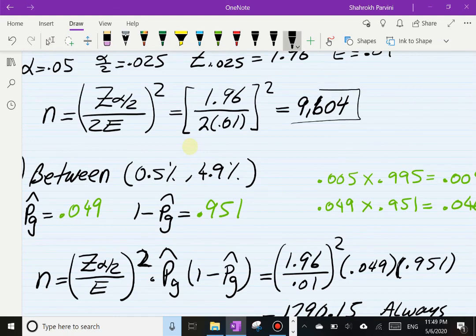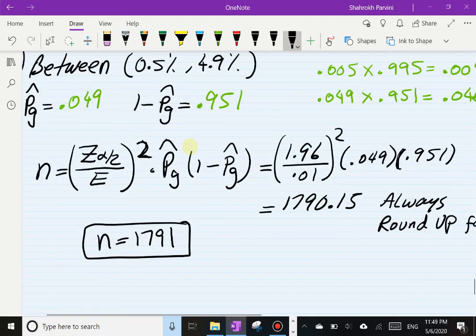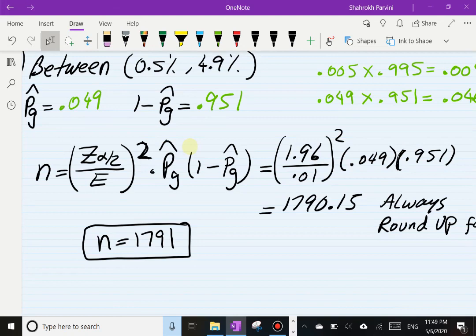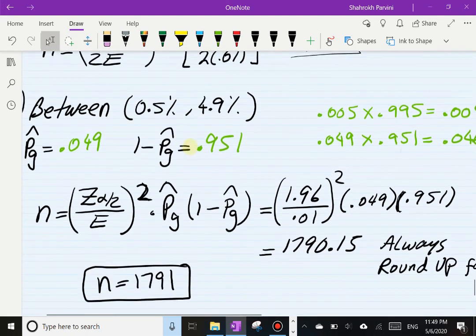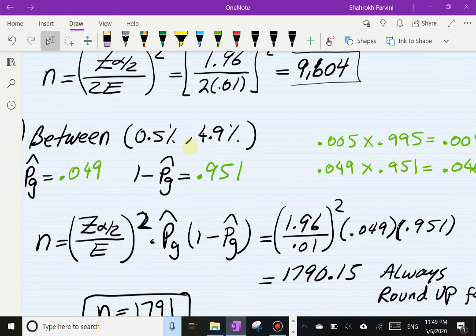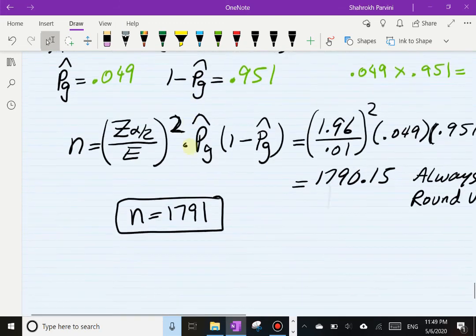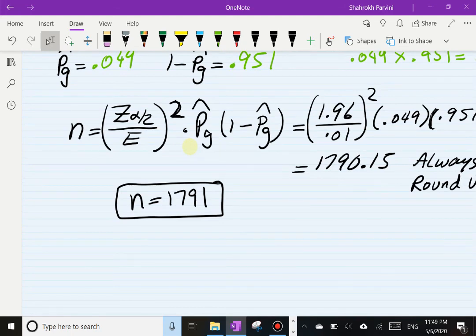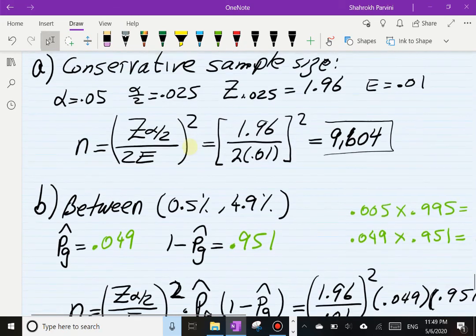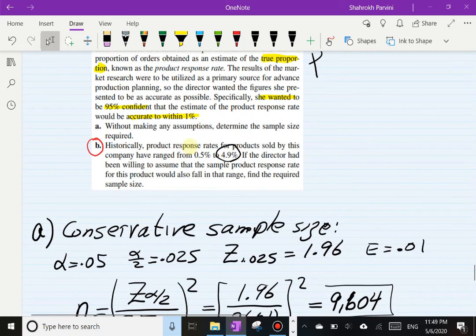What a difference, huh? Going from almost 10,000, 9,600, to almost 1,800. So that's almost 8,000, 7,900 fewer subjects. And there you go, by making that assumption. And this part StatCrunch doesn't do. For the sample size, we need to use our formulas ourselves. And there you go, we are done with this section.